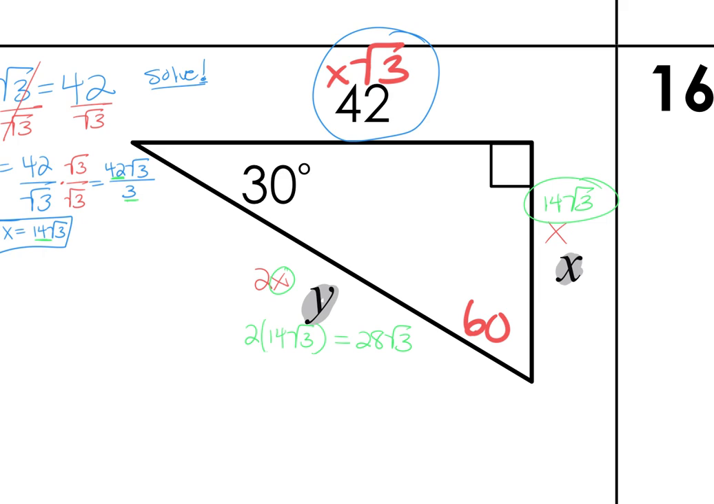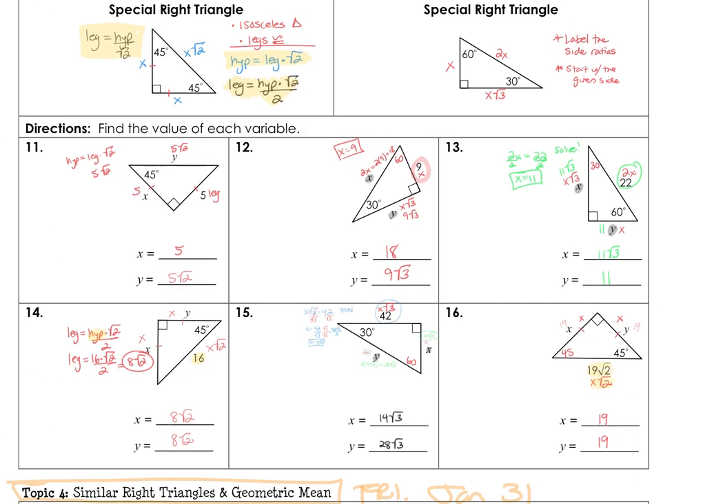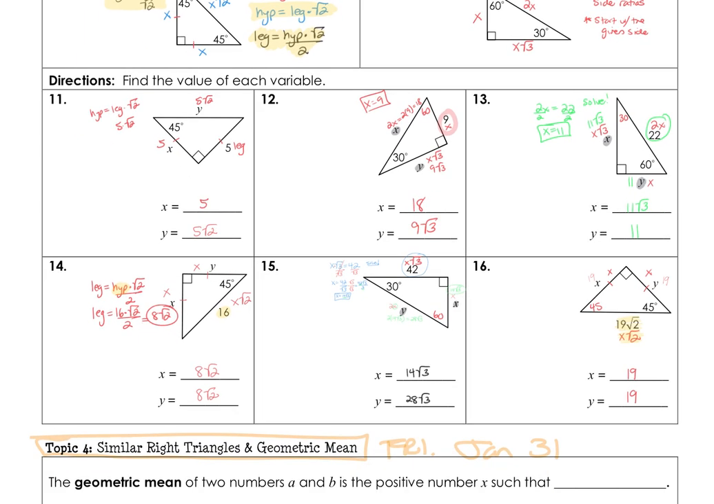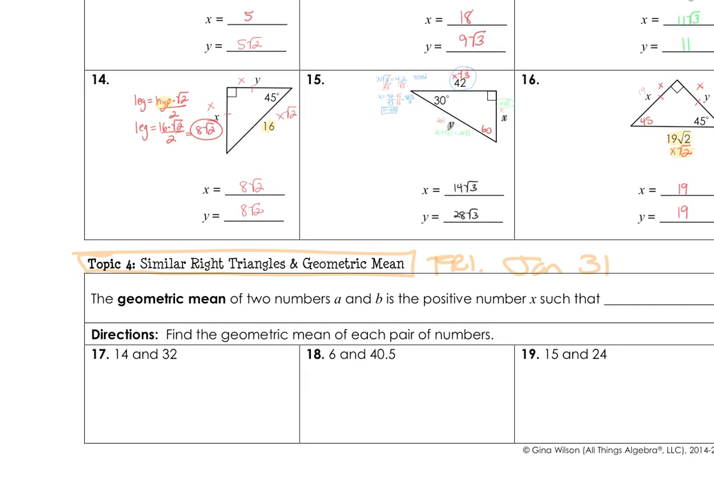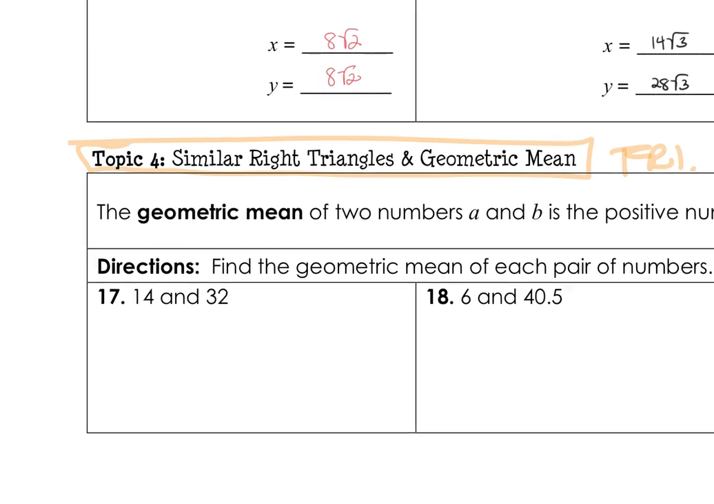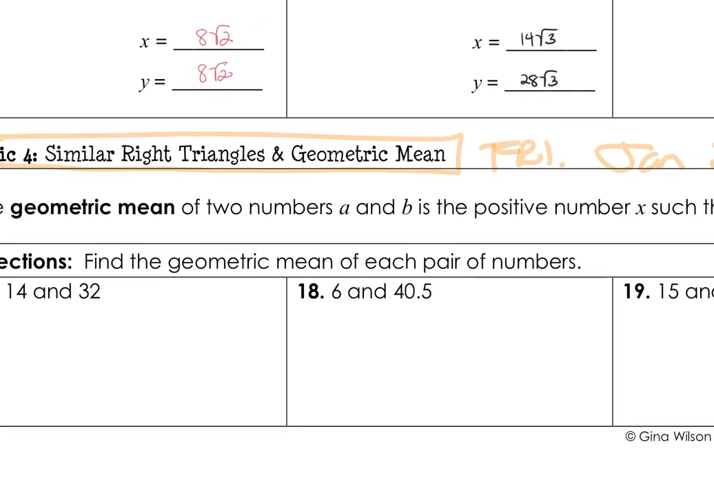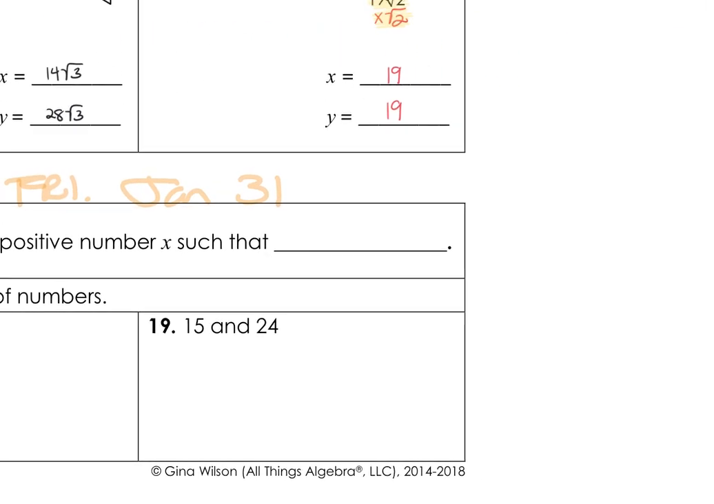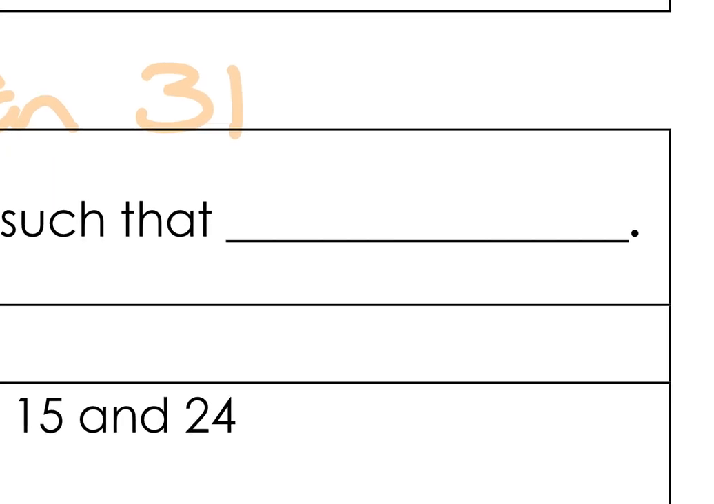We've got one more thing we're going to take a look at today, and that's going to be our geometric mean. So let's take a look here. Guys, the geometric mean of two numbers, A and B, is the positive number x such that here is your equation. It's going to be a proportion. The x values are the geometric mean. We just put our numbers A and B in those other diagonals. Okay.